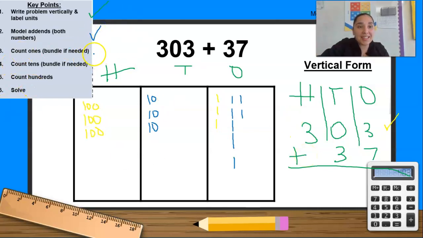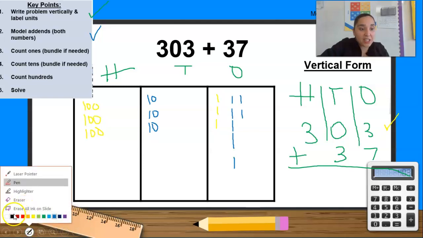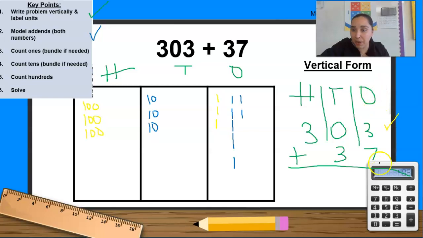Key point number 3 says count the ones, boys and girls. Let's look. This is the ones place column, so it says 3 ones plus 7 ones. Well, let's see what is 3 ones plus 7 ones. 1, 2, 3, 4, 5, 6, 7, 8, 9, 10. 3 ones plus 7 ones make a 10.